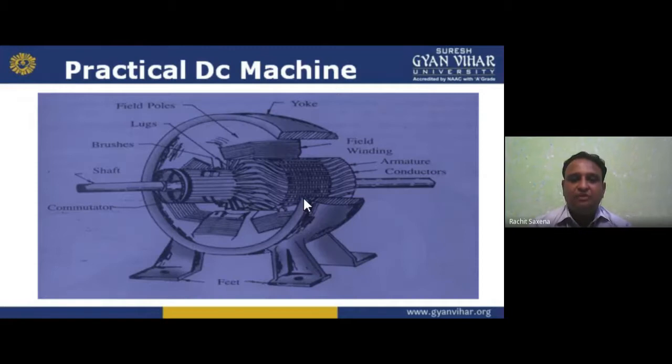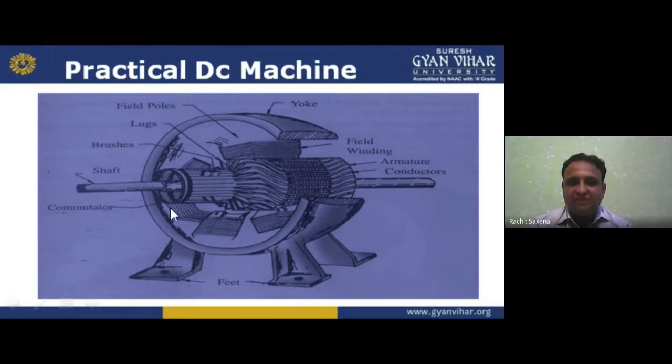Now moving forward, it is again a practice. It is a yoke like this. It is a shaft rod. These are the brushes. These are the commutator lugs. This is the armature conductors. The field winding is placed on this. This is the field winding. These are the field poles, and the larger one is the pole shoe.